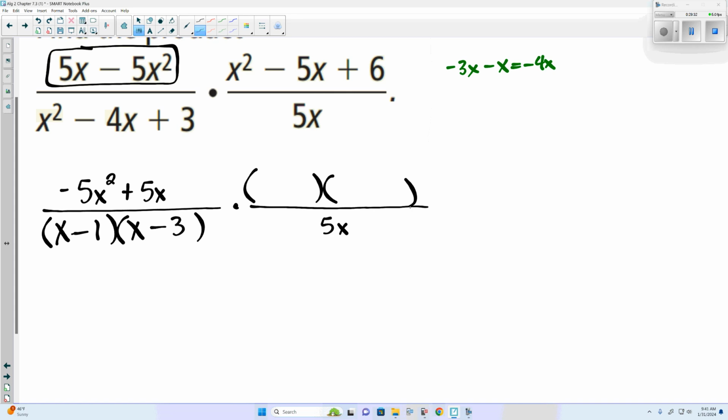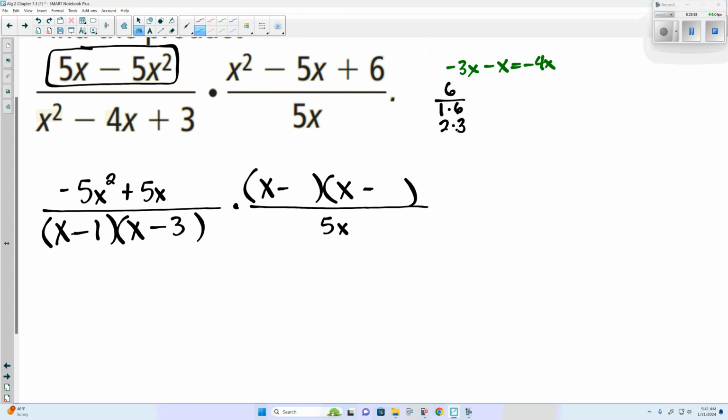Now we need to factor the numerator. Since the third term is positive, the signs are the same and match the sign of the middle term, which would be negative and negative. Factors of our x squared are x and x, because the only number in front of it's 1, so we just have x and x. Factors of 6. We have 1 and 6 or 2 and 3, yes?